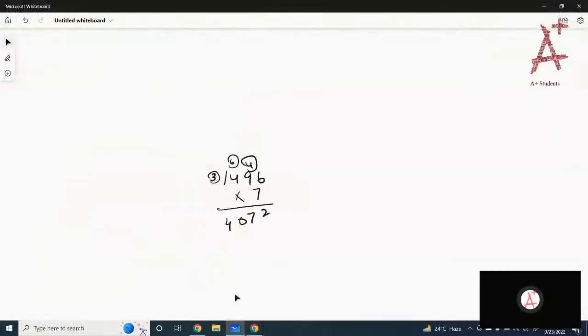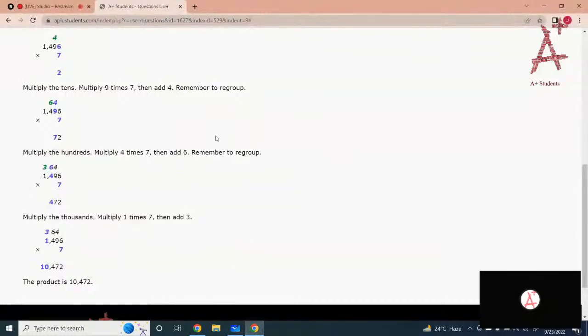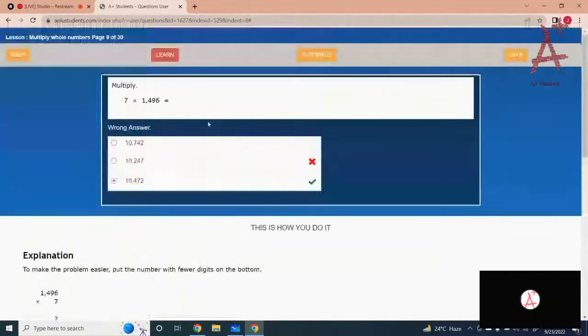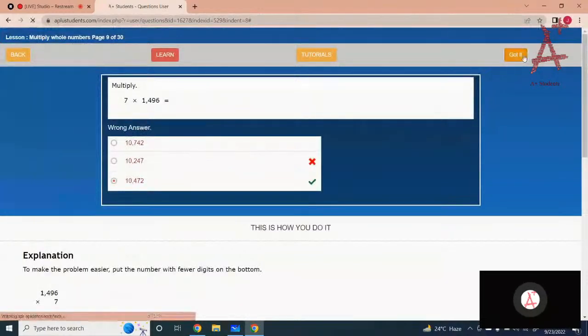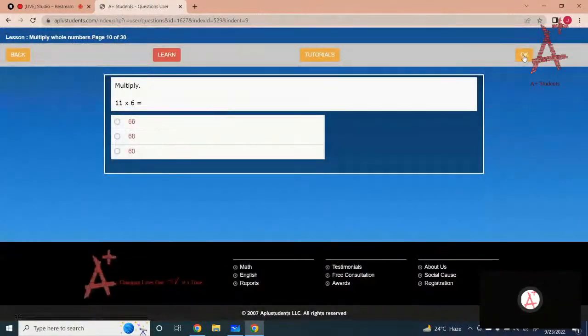Oh, we multiplied it by 7. 7 times 1 is 7 and carry is 10. 7 times 1 is 7 and 3 is 10. Okay, got it. I selected the wrong option.